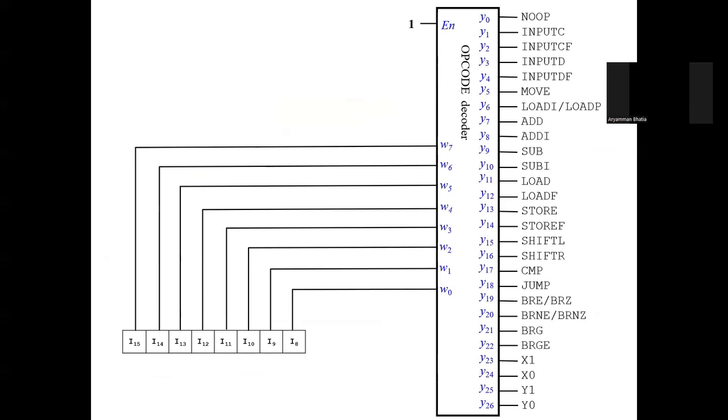So yeah, this is the abstracted version of the decoder, where we have these first 23 bits corresponding to the instructions, and we have 4 additional bits x1, x0, y1, y0, which we can use to change the values of some control lines directly based on the instruction we want to execute.